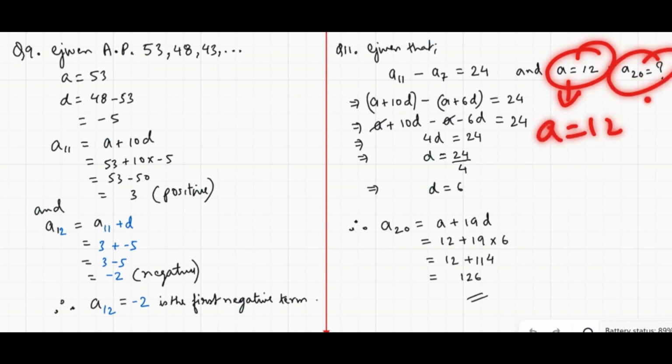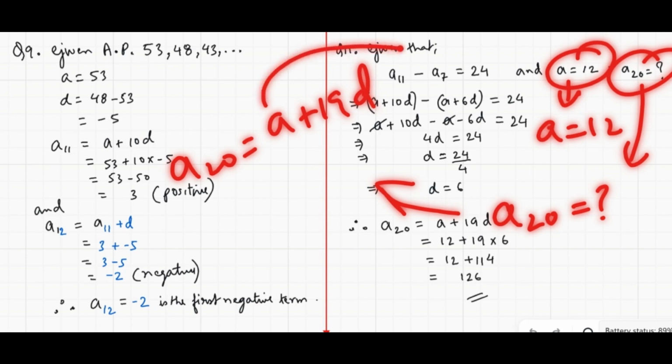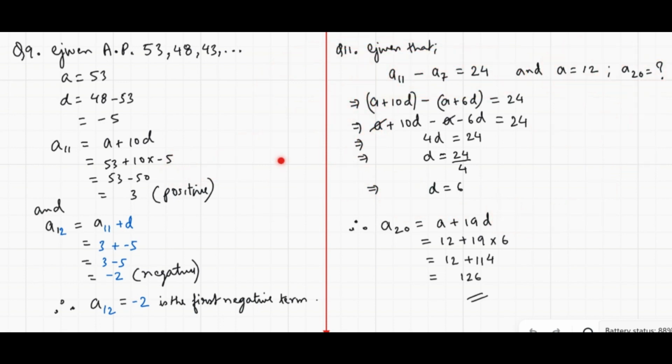And we have to find the value of the 20th term. What will be A20? We know that A20 can be found by using the formula A20 is equal to A plus 19D. And in the question, we can use the value of A, but we don't know the value of D. And we will use the given equation to find the value of D.